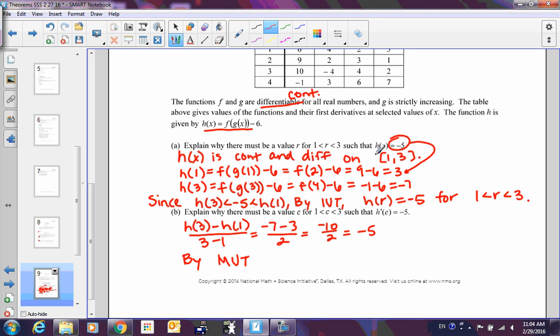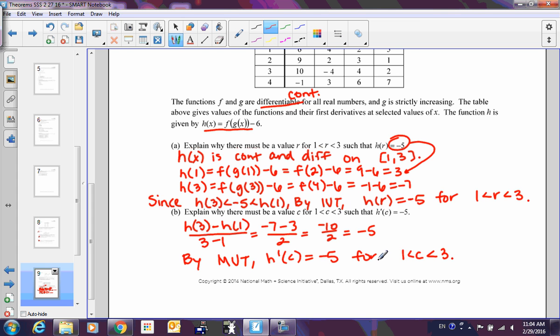So I already listed the conditions up here. You don't have to list them again. That's why I went ahead and did both. Even though I didn't need the differentiability for IVT, I do need it for MVT, so it's just good to get it out of the way. By mean value theorem, h prime of c equals -5, and then always relate it back to whatever interval they told you to use.